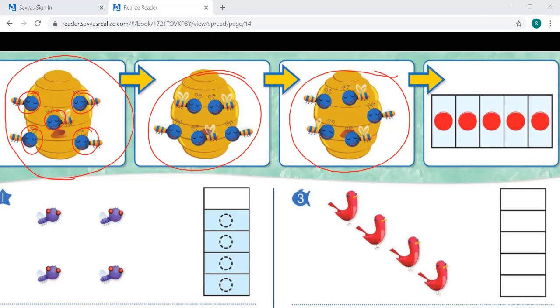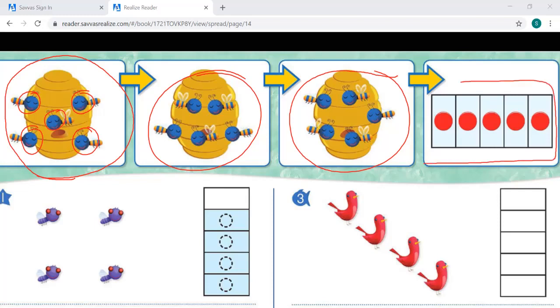Does the number of bees change when the bees move? No, the number stays the same. So it doesn't matter how the arrangement of these bees are. There's still 5 bees.